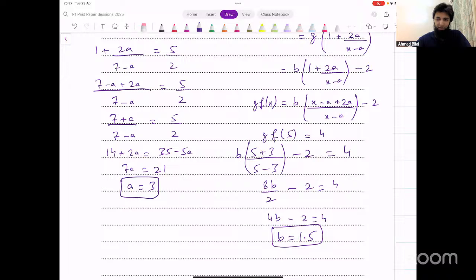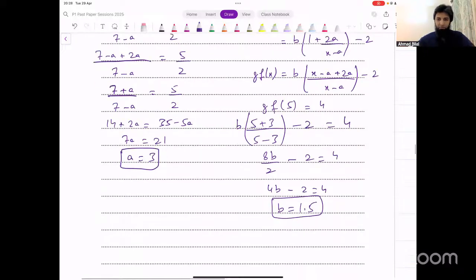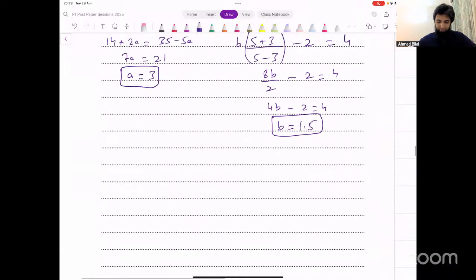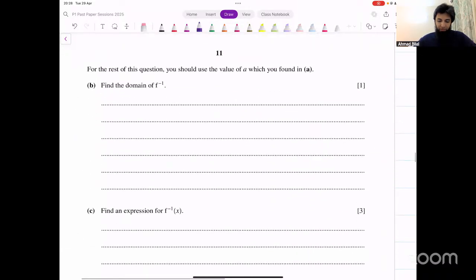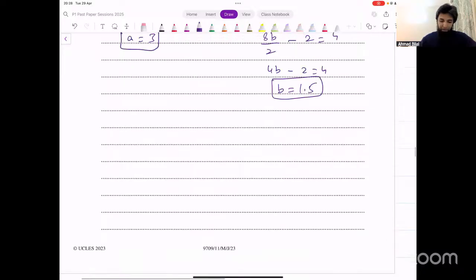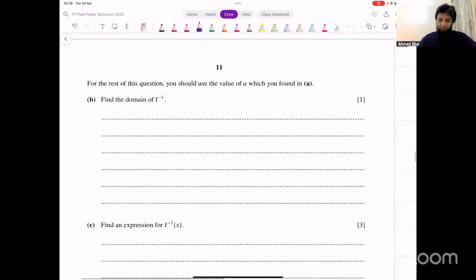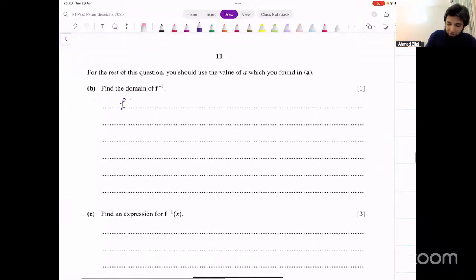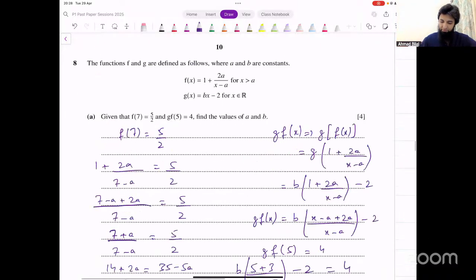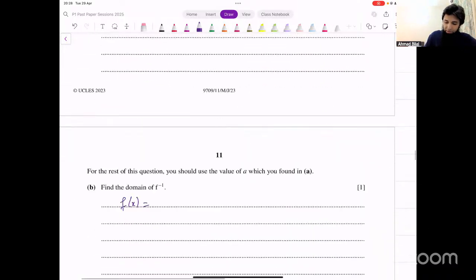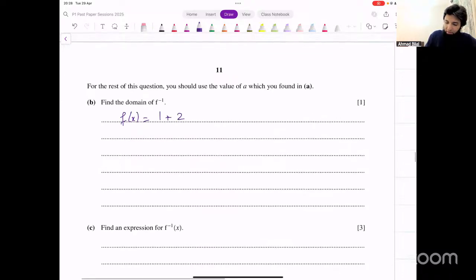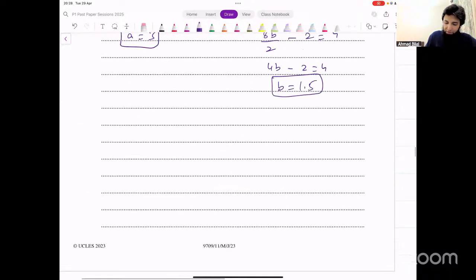Is that all right? Okay. That's part A. Let's move on to the next one. Now it says for the rest of this question, you should use the value of a which you found in part A. So in the first part, we've already found the value for a, and the value for a there was 3. Find the domain of f inverse. Now, what's the function f? F of x is 1 plus 2 times a. What was a? The value for a was 3.